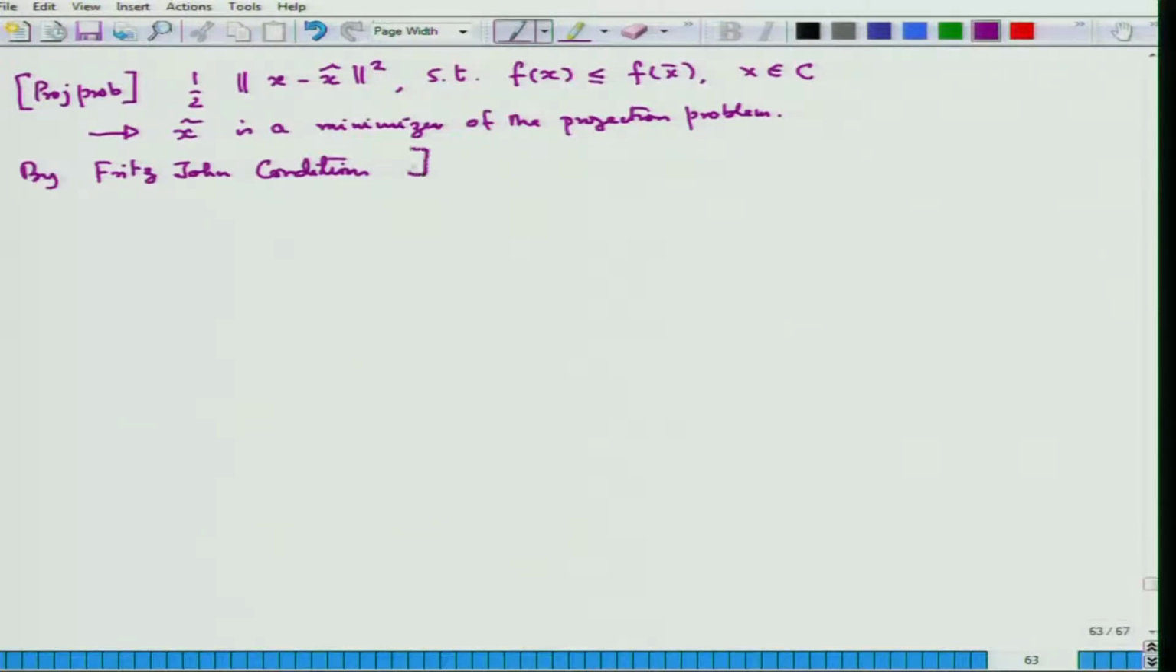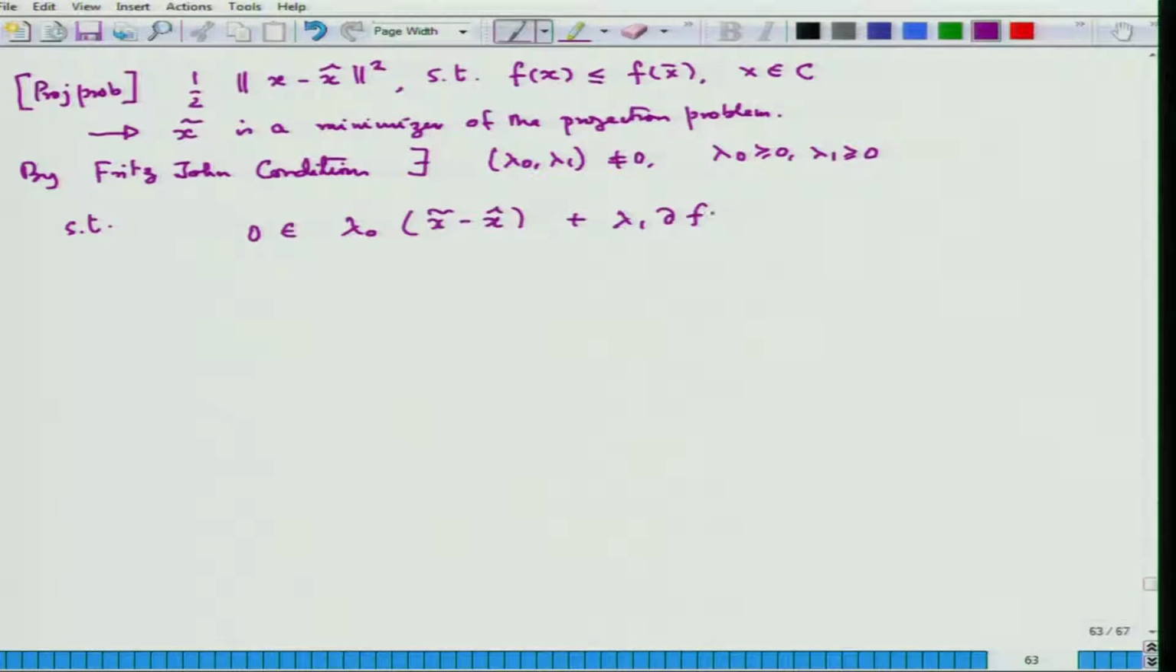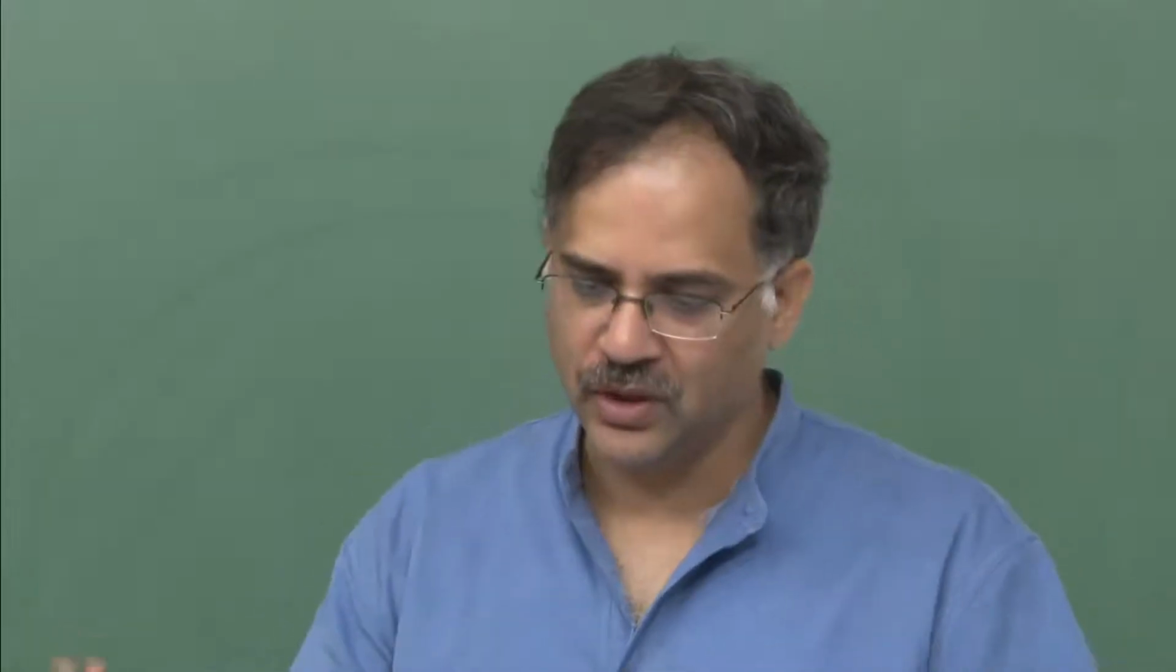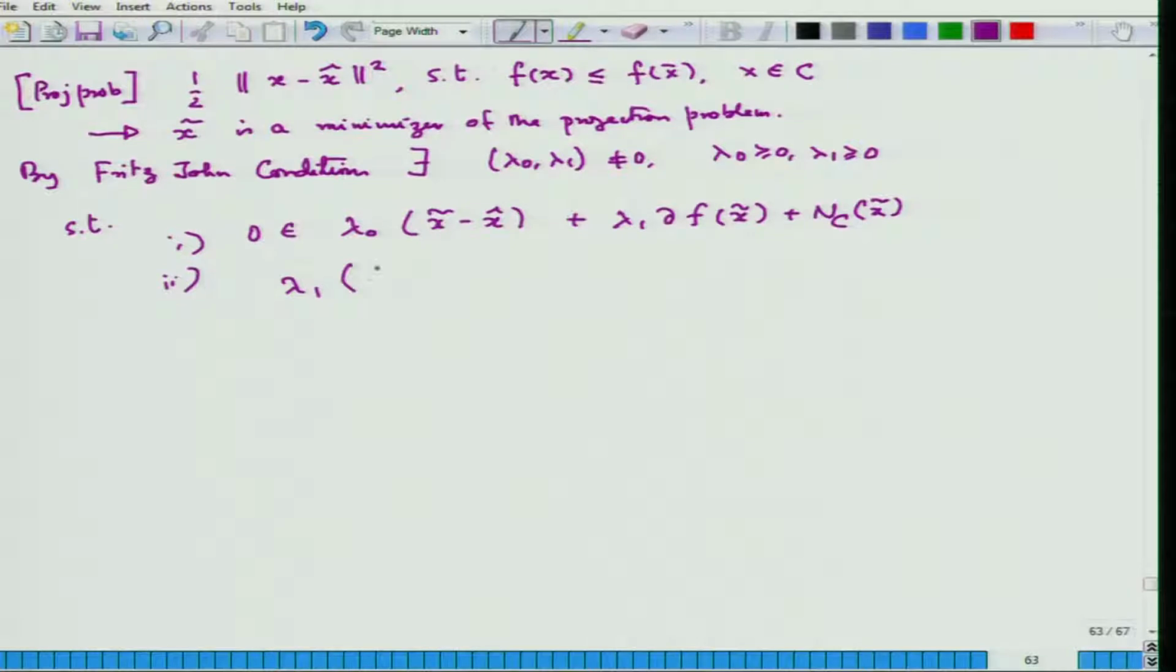By Fritz John conditions there would exist lambda naught, lambda 1 not equal to 0, lambda naught greater than 0, lambda 1 greater than 0, such that 0 is an element of lambda naught (x tilde minus x hat) plus lambda 1 del f x tilde plus N_C of x tilde. See, the problem is that I cannot immediately talk about Karush-Kuhn-Tucker conditions because I do not know whether the Slater condition holds here. If I know that the Slater condition holds here, then it is direct, but here I do not know, and let us see what we can do further. Now, this is the first condition and the second condition is the complementary slackness condition, which will say that lambda 1 times (f x tilde minus f x bar) is equal to 0.